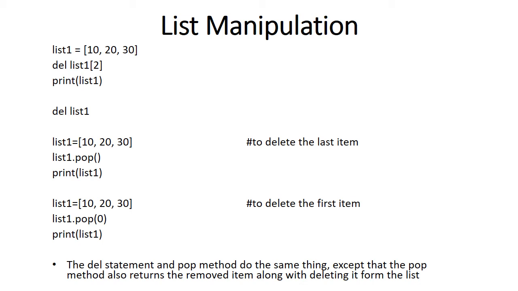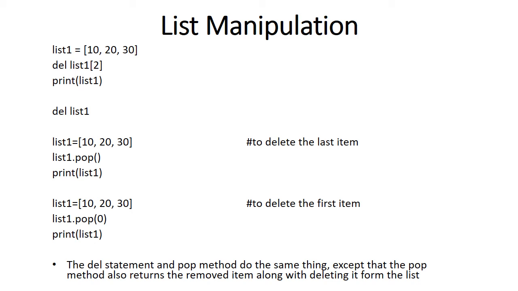Now the fourth example, list 1 is equal to 10, 20, 30. List 1 dot pop of 0. Now we indicated the position through that pop. That means we have to delete the very first element. Now print list 1. You will get the answer as 20, 30.